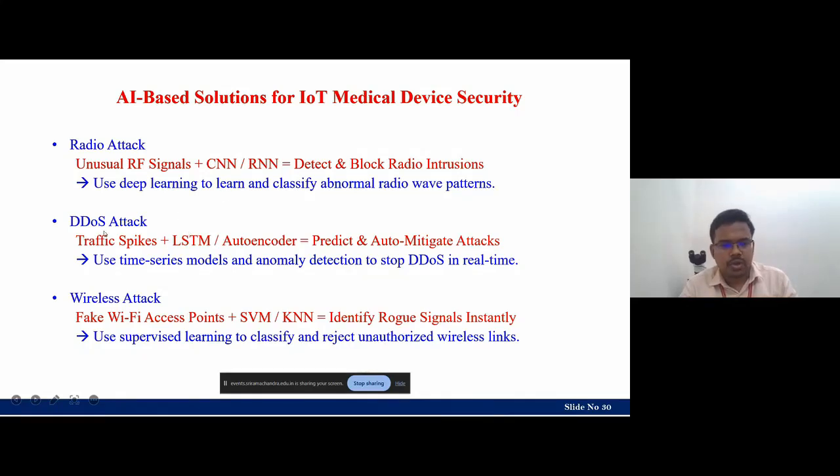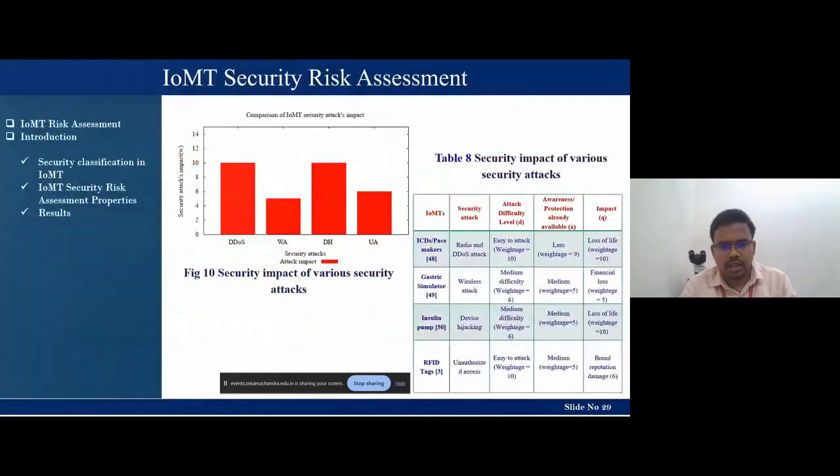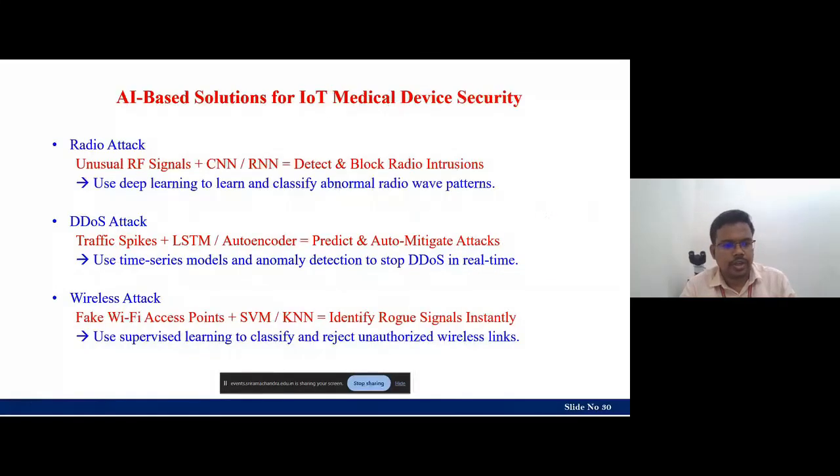Then DDoS attack. It's one of the worst attacks we have seen in terms of impact level. DDoS gives the loss of life impact. DDoS means multiple requests from multiple devices to a single target. So how do we identify this? We can identify it through the pattern. If the traffic spikes, you can identify that a DDoS attack is happening. So we can identify where the source is.